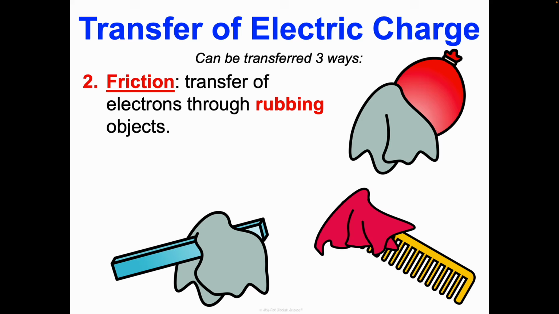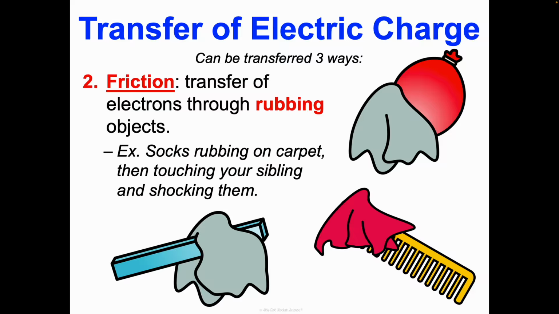Okay, another way that electric charge can be transferred is through friction. So it's the transfer of electrons through rubbing objects. Again, some people will argue that this is also charging by contact, a charging by conduction, but I like to separate them out specifically for rubbing. So this is where, let's say you're rubbing your feet along carpet as you walk in your socks, and then you touch your sibling and you shock them. Or you may have seen it in our exploring electricity stations when we use cloth to rub a rod or rub a comb or rub a balloon, or you rub the balloon along your pant leg. All of those things are transferring electric charge through friction.